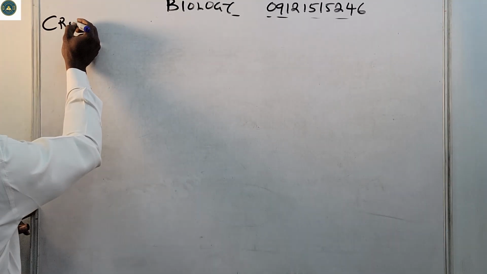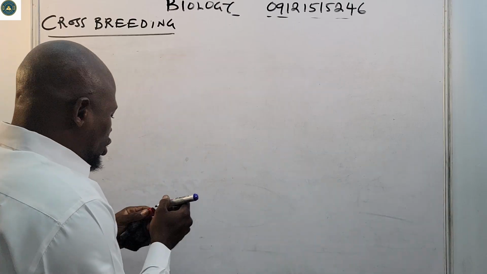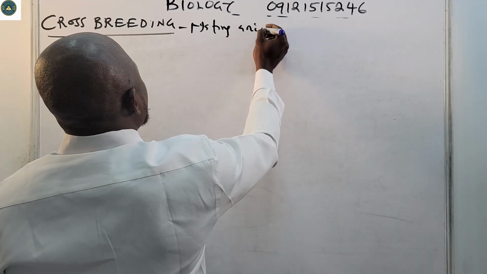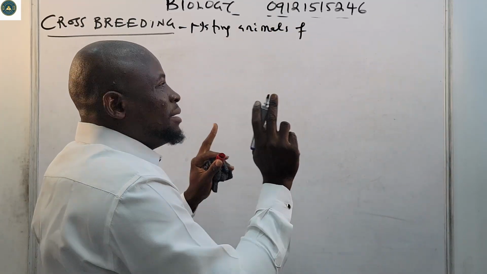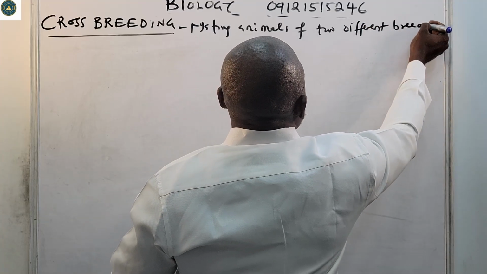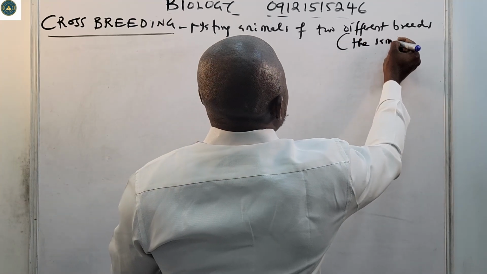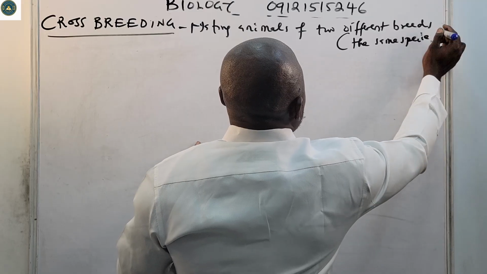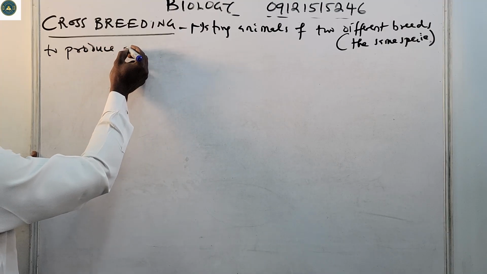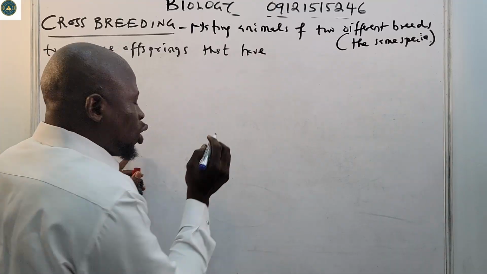Let's look at crossbreeding. Crossbreeding involves mating animals of two different breeds, but they are of the same species, to produce offspring that have desirable traits.